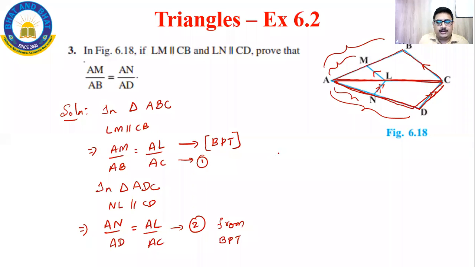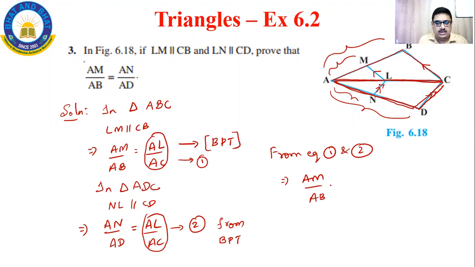I'll write very simply, from equation 1 and 2, what do we observe? This part, AL by AC, is common. So AM by AB is equal to AN by AD. This is what I had to prove. So hence, proved.